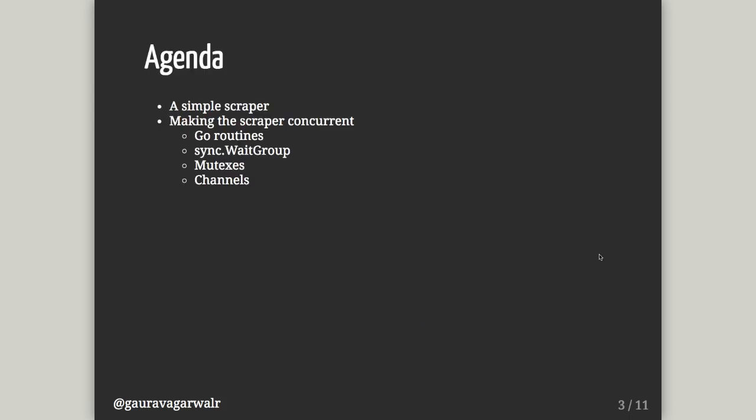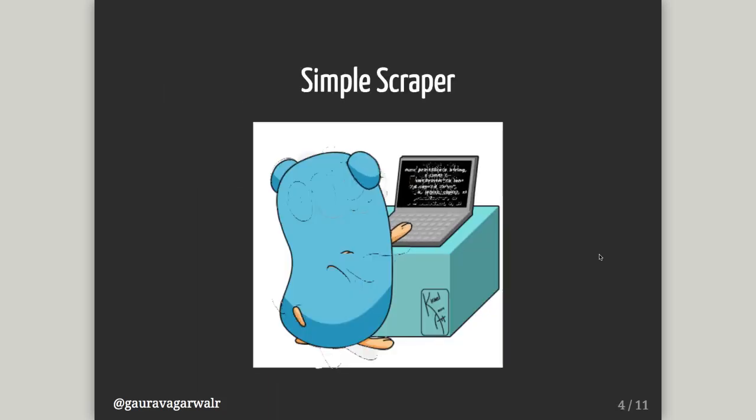So today's agenda is I'm going to walk you through a simple scraper. I've already written the code for that, so we are not going to write a simple scraper from scratch, but what we are going to focus on is making the scraper concurrent using Go routines, then syncing them up with wait group, mutexes and channels. Don't worry about these terms right now. I'll explain them one by one. So probably let's get started.